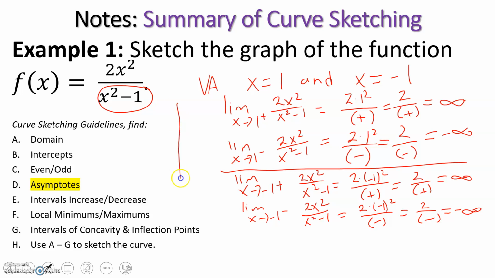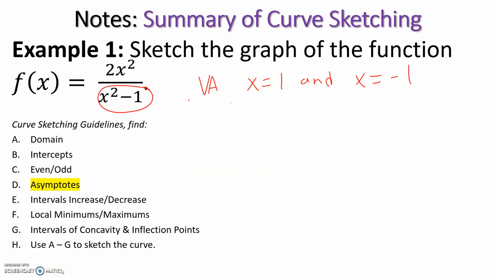So then we can visualize, hey, if we're at 1, if we come at it from the right, it's going up. And if we come at it from the left, we're going down. And then we see similarly at negative 1. And so that gives us an idea of what our sketch is going to be.